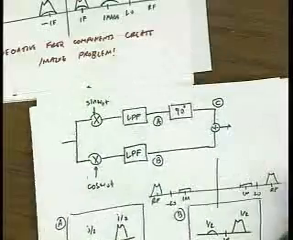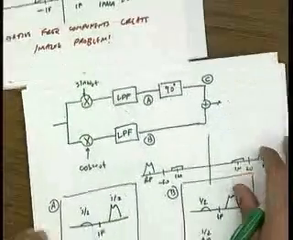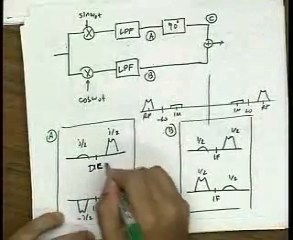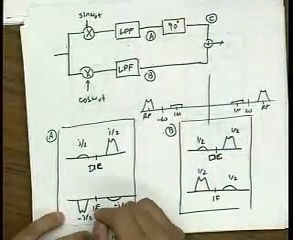Yeah, let me actually do this differently. You're right, I screwed up. Thanks for catching that. This should be DC, actually. So this example only applies for direct conversion.